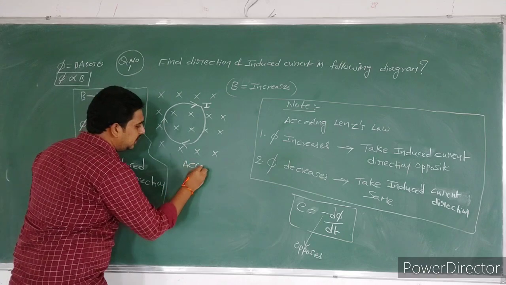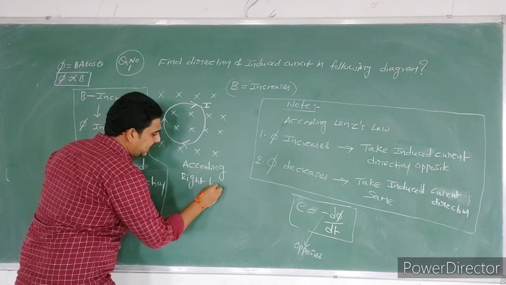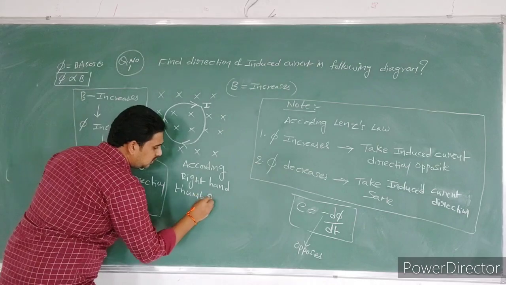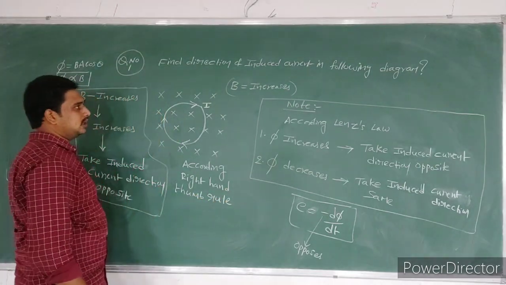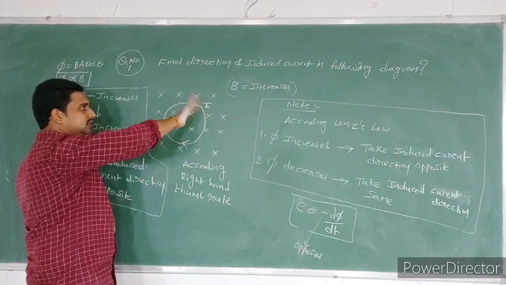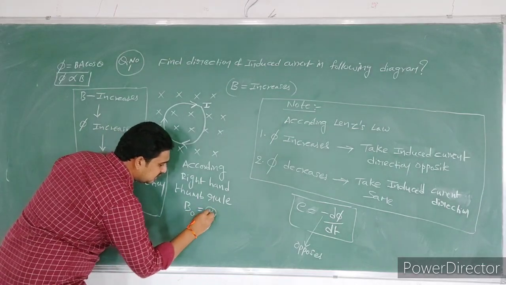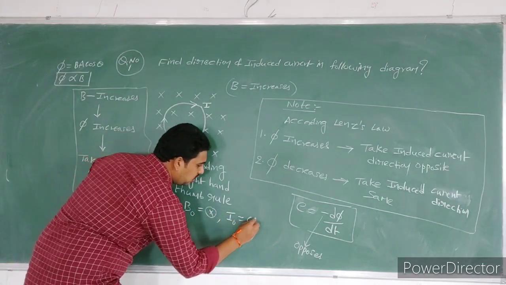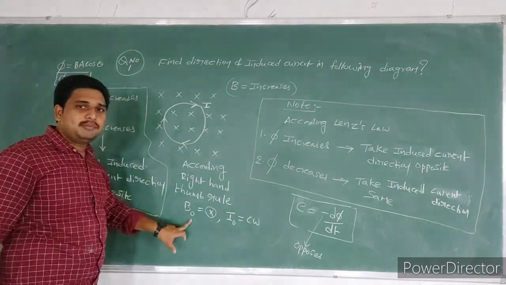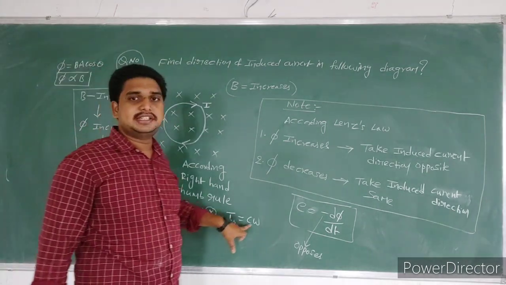According to the right hand thumb rule, magnetic field direction into the face means the electric current direction is clockwise. So the original magnetic field is into the face and the original current direction is clockwise. I naught means the original current direction, B naught means the original magnetic field. Original magnetic field is into the face, so the current direction is clockwise.